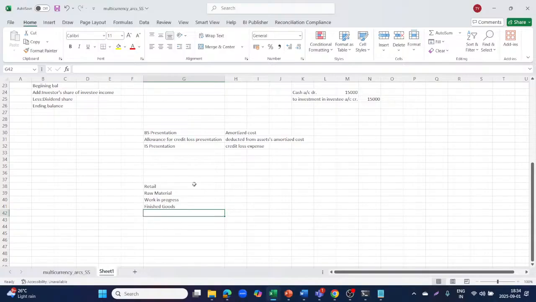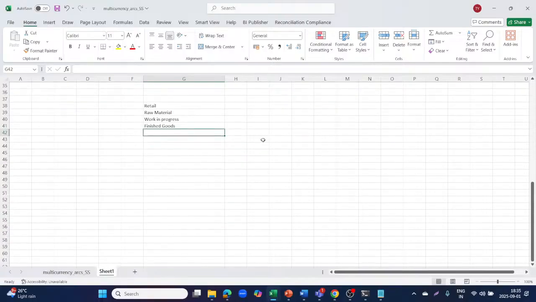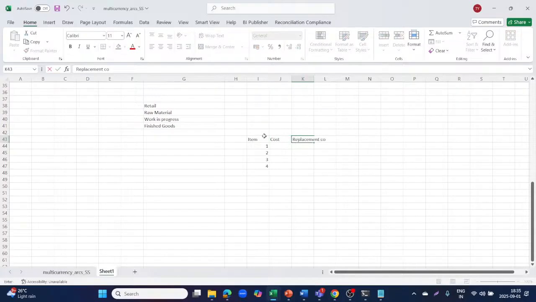Now, suppose Alpha company's inventory is held at the year end. The company uses the retail inventory method using the lower of cost or market value. That means cost or market value, whichever is less. So if we consider an example, suppose this is item 1. There are 4 items. It tells you cost, then it tells you replacement cost, then it tells you selling price, and cost of completion.